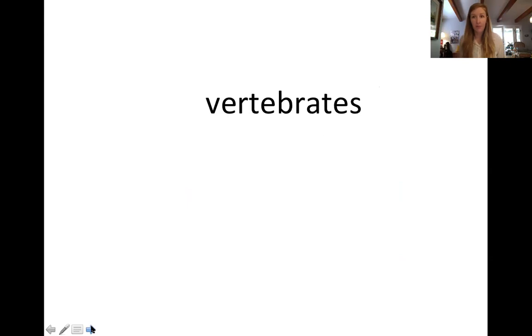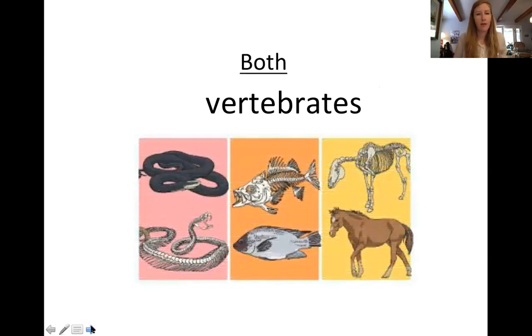Okay, vertebrates. That would be both. Remember, a vertebrate is when you have a backbone. And in this picture, we see the snake, the fish, and the mammal. They are all vertebrates. The only group we've talked about that's not a vertebrate is insects. Insects have an exoskeleton. So it's almost like their skeleton is on the outside. It's their hard covering. So both are vertebrates.